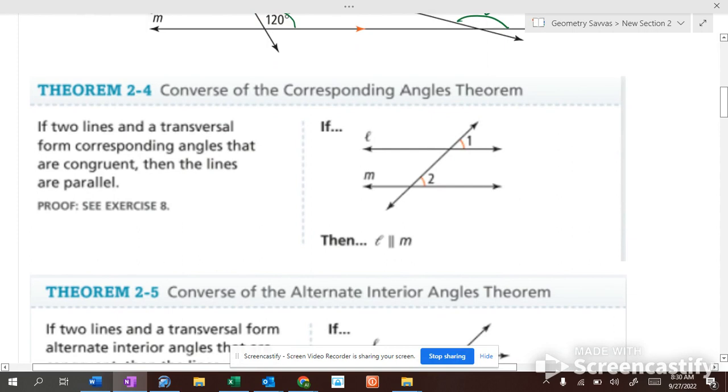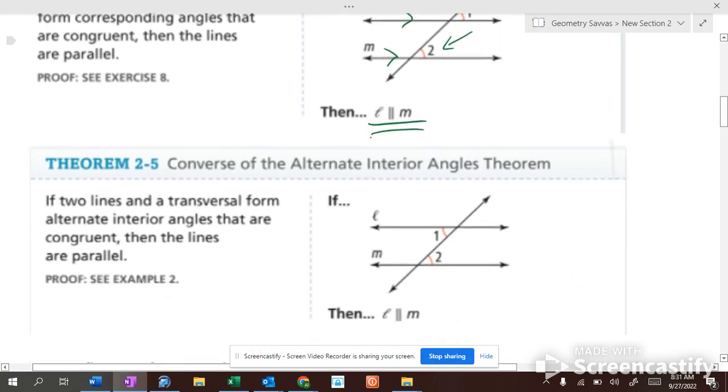So we have various theorems that are called the converse of whatever theorem. The first one's the converse of the corresponding angles theorem, which says if the corresponding angles are congruent, then the lines are parallel. Before, when we had the corresponding angles theorem, it said if the lines are parallel, then the corresponding angles are congruent. Now it's just backwards. If we have corresponding angles congruent, that makes the lines parallel.